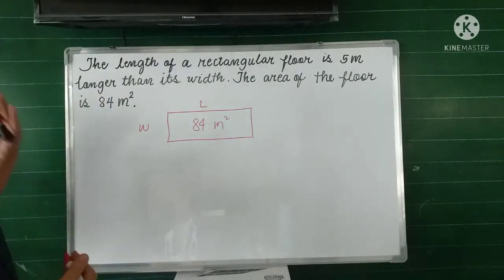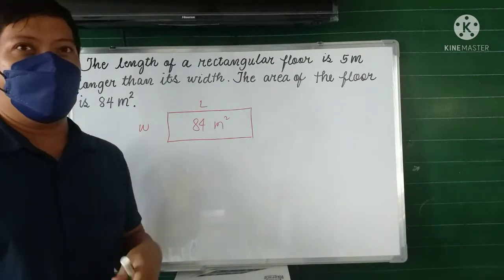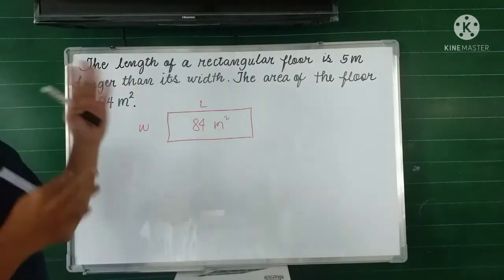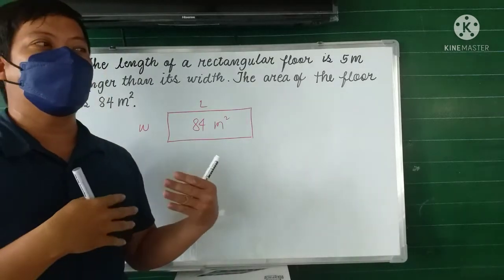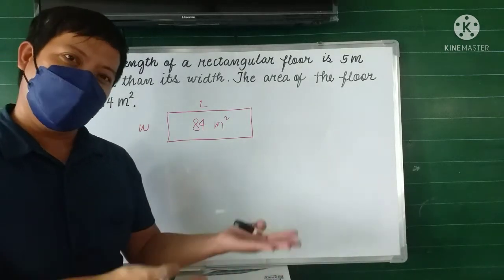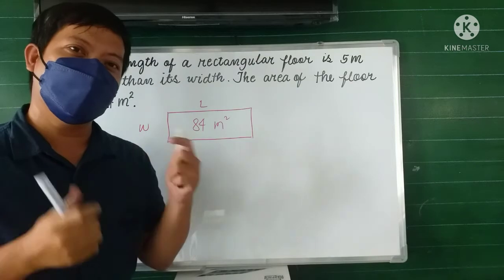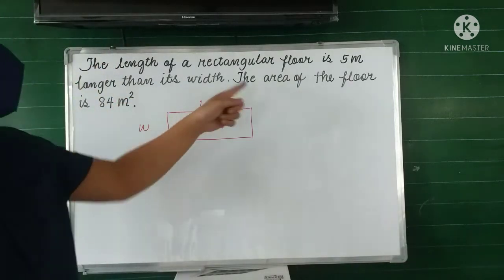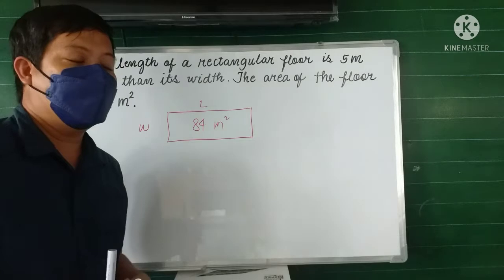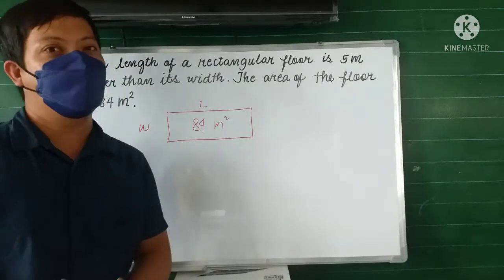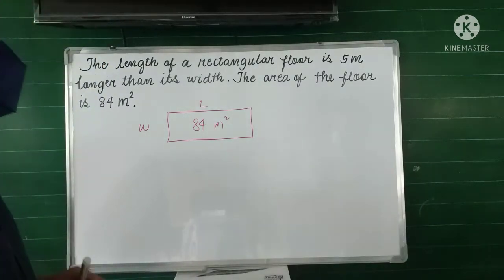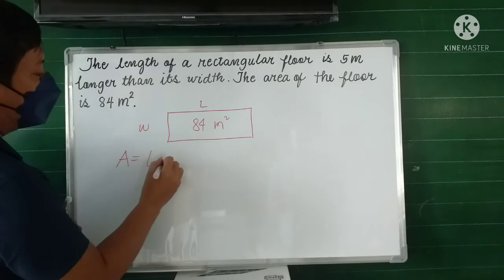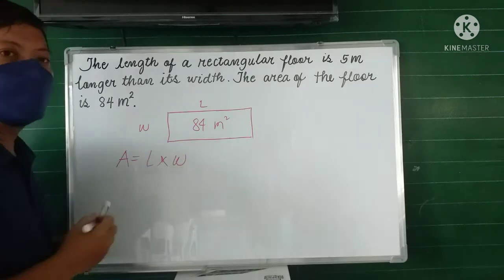So, in this problem, you should know how to write expressions. Through a mathematical sentence, change it to a mathematical equation or expressions, using symbols. If you don't know that, you will have a hard time. So for this, given the area, we should know how to find the area of a rectangle. So the area of the rectangle is A is equal to L multiplied by W.